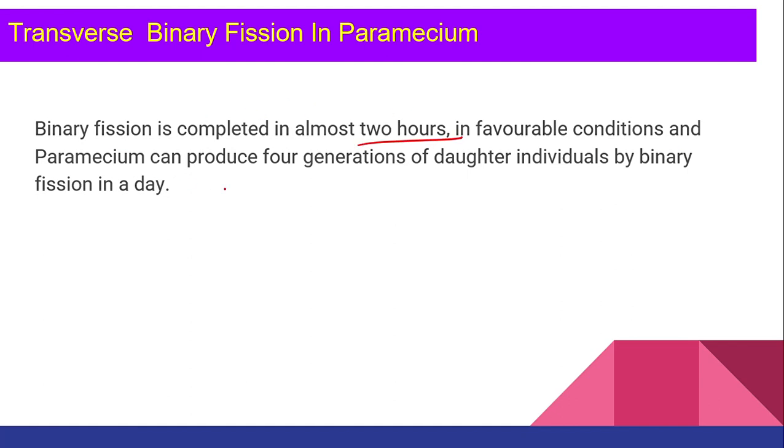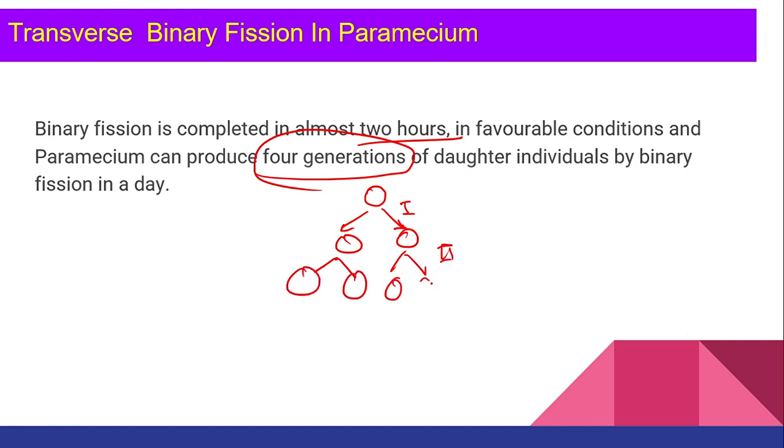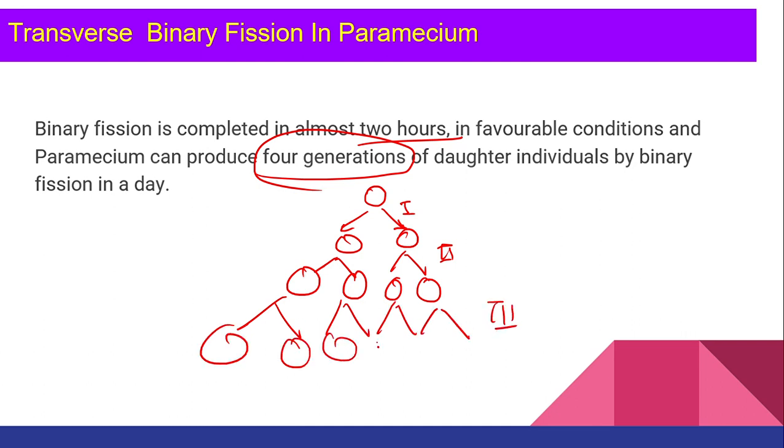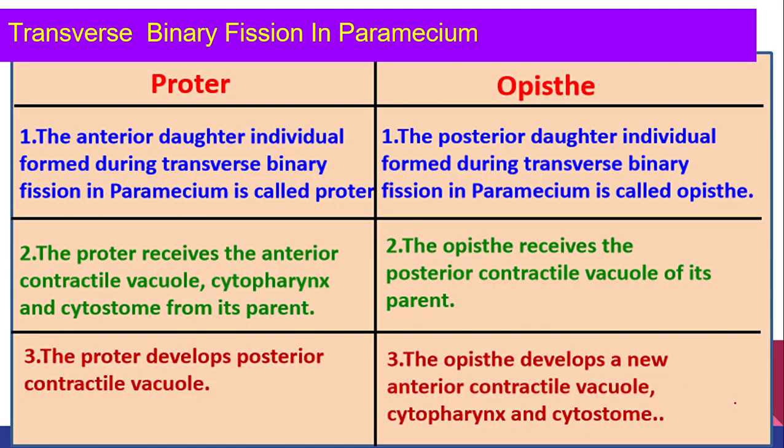In favorable conditions, Paramecium can produce 4 generations of daughter cells in a day. What is the meaning of 4 generations? So, this is your 1 Paramecium. After 1 generation, it will produce 2 daughter cells. After 2 generations, it will produce 4 daughter cells. And after the 3rd generation, it will produce 8 daughter cells. And let me write it, it will produce 16 daughter cells after the 4th generation, right?